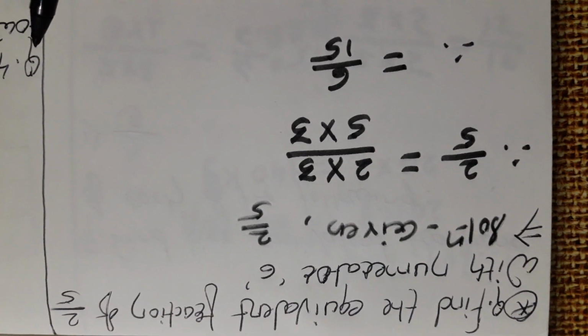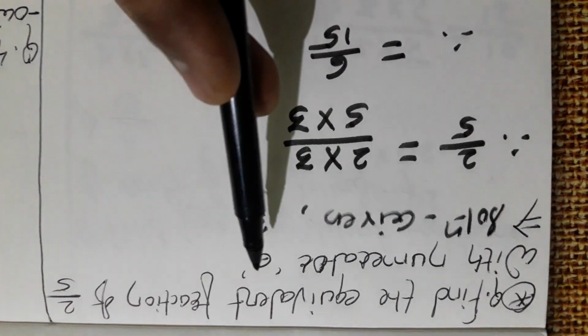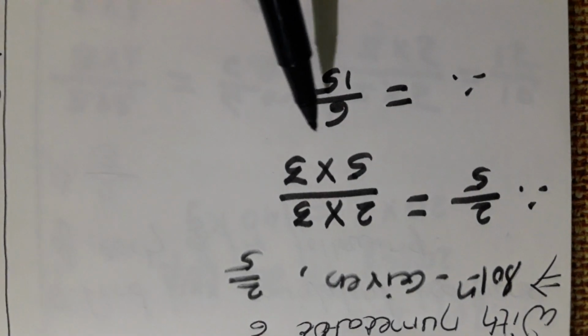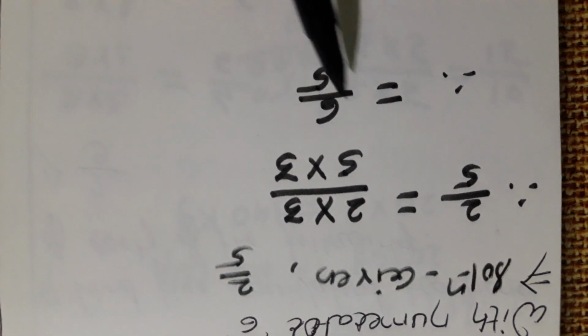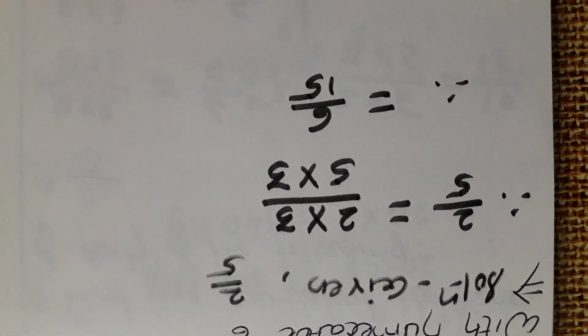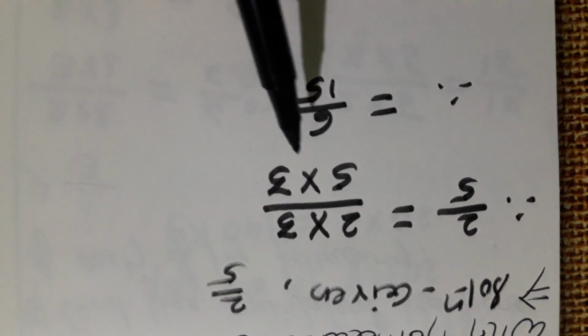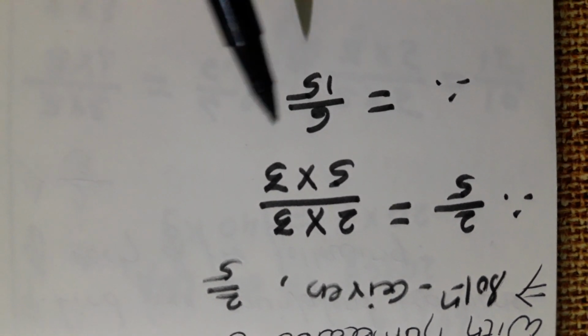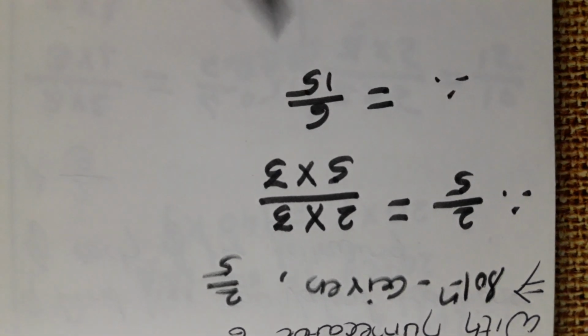This is the answer. What is the question? Find the equivalent fraction of 2 upon 5 with numerator 6. Now see here what we got. Numerator is 6, whatever number is there doesn't matter, but here we got numerator 6. This 6 upon 15 is known as the equivalent fraction of 2 upon 5.